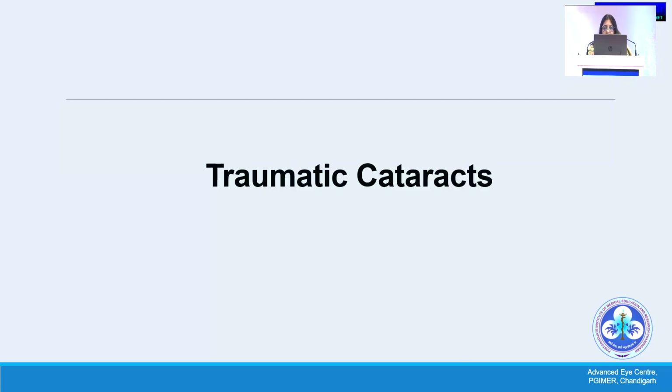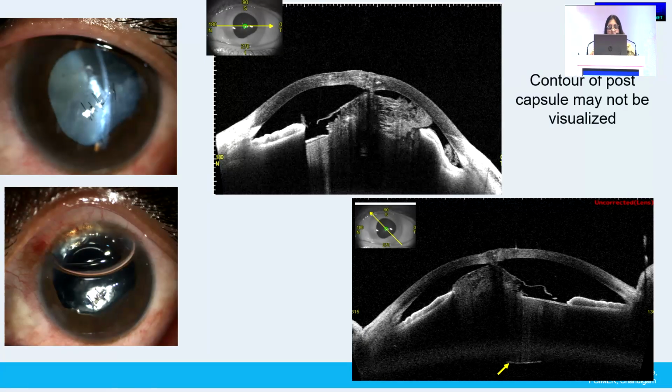In traumatic cataracts also, when the lens matter is very flocculent, we can try and see the contour of the posterior capsule. It may not always be visualized. For example, here we can just see a part of the posterior capsule, but the contour can give us some idea whether the PC is intact or not.